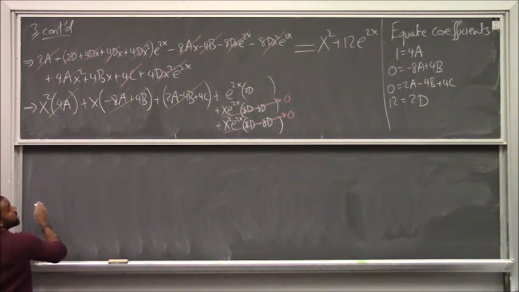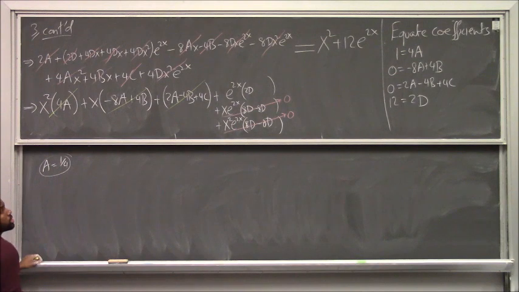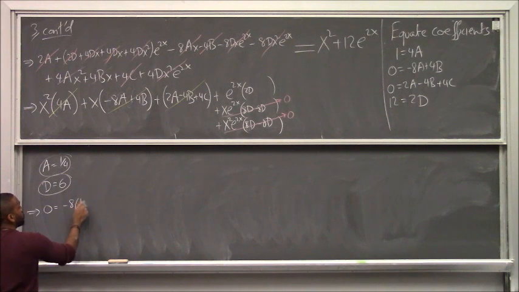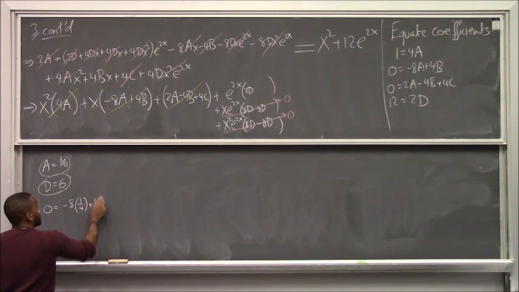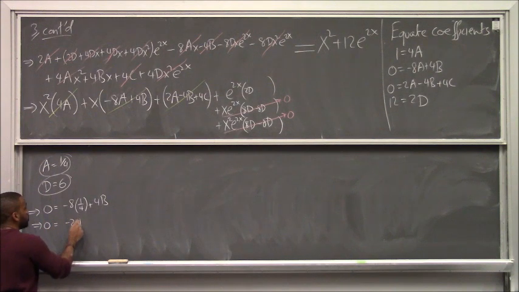So what do we have? We have here a is equal to 1 over 4. We also have that d is equal to 6. Since a is equal to 1 over 4, this means that 0 is equal to minus 8 times 1 over 4 plus 4b. So this means that 0 is equal to minus 2 plus 4b. So this means my b is equal to 1/2.